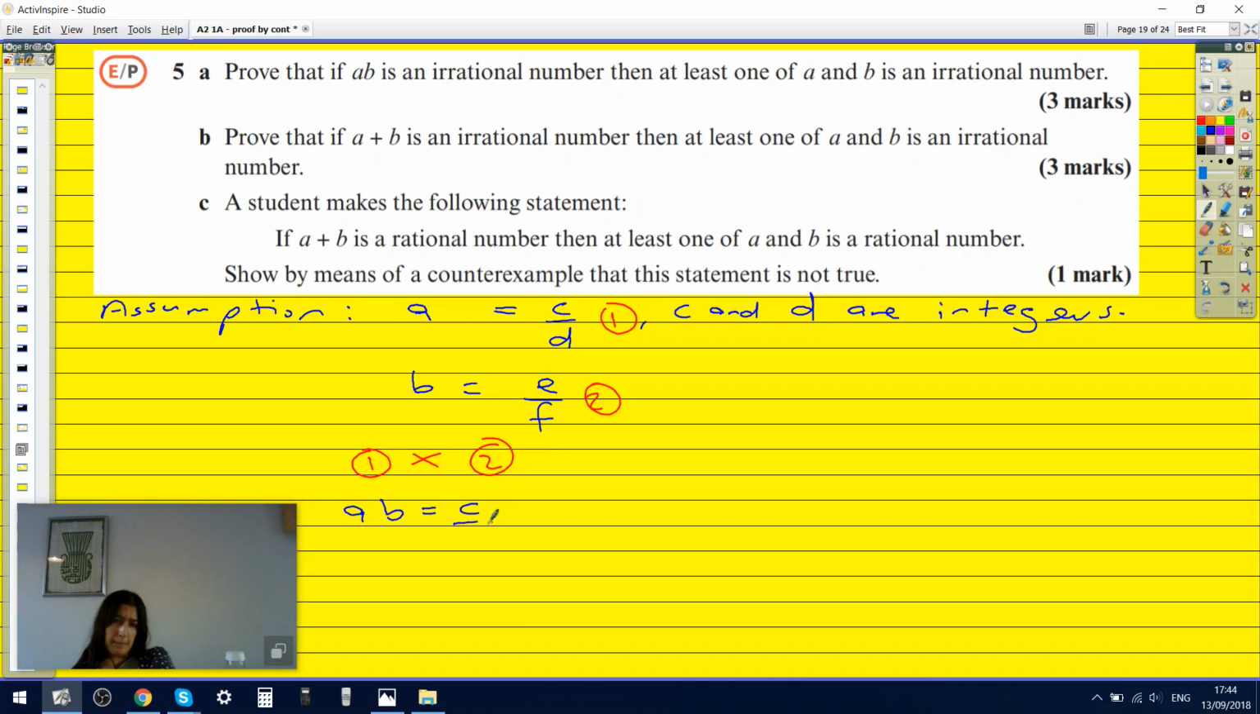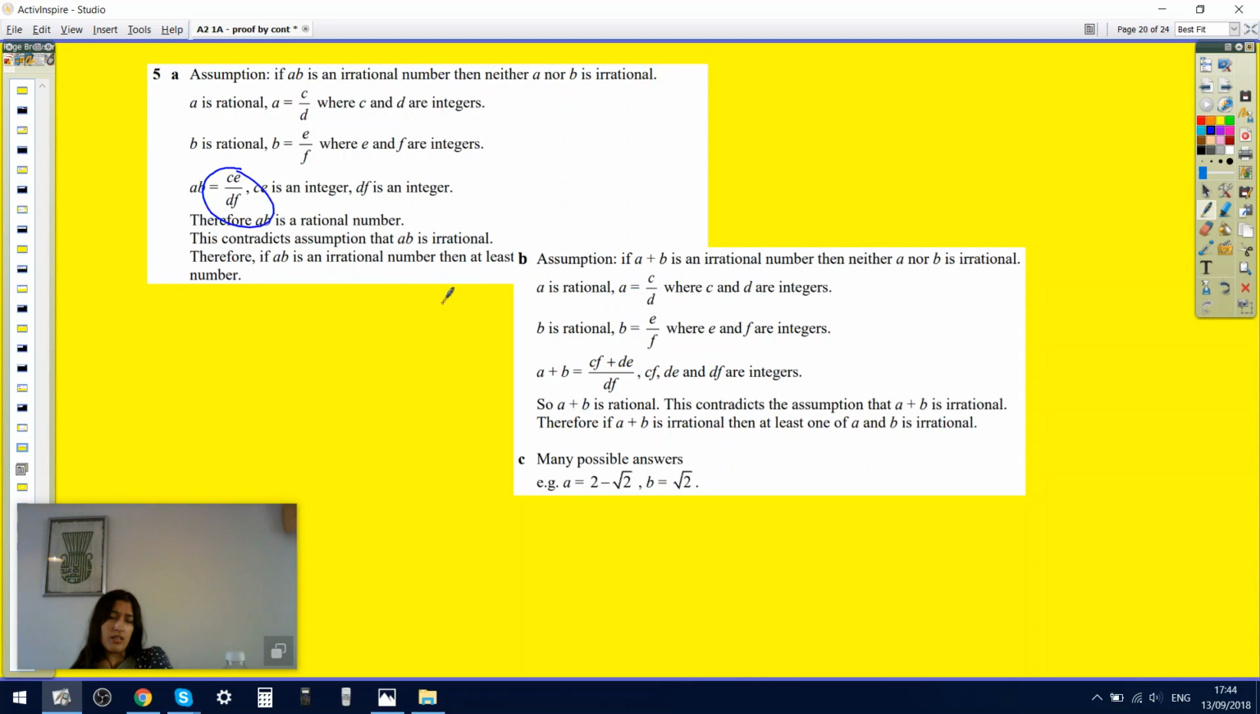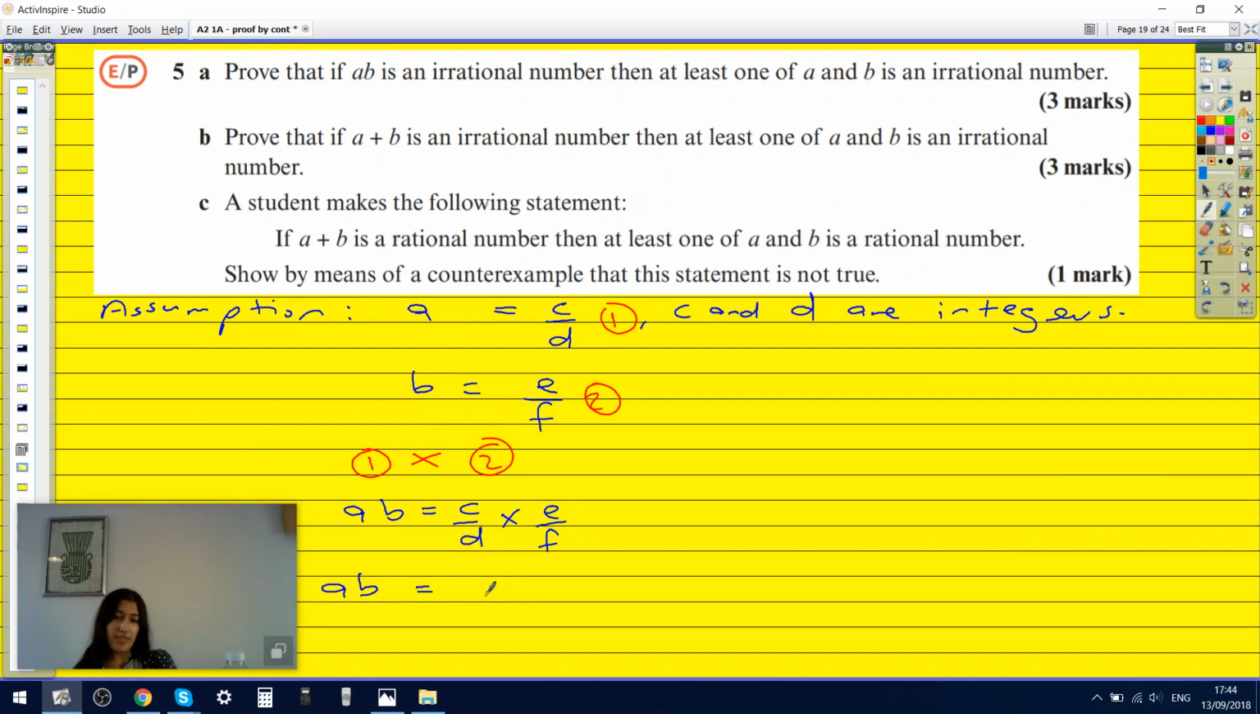AB equals C over D times E over F. And what do you get when you multiply those two? I don't think they multiplied, did they? CE over DF, like A. I looked at the wrong question. Okay. Yeah. AB equals CE over DF, where CE and DF are integers. So therefore, AB is an integer. Therefore, AB is rational, because it's a rational divided by a rational.